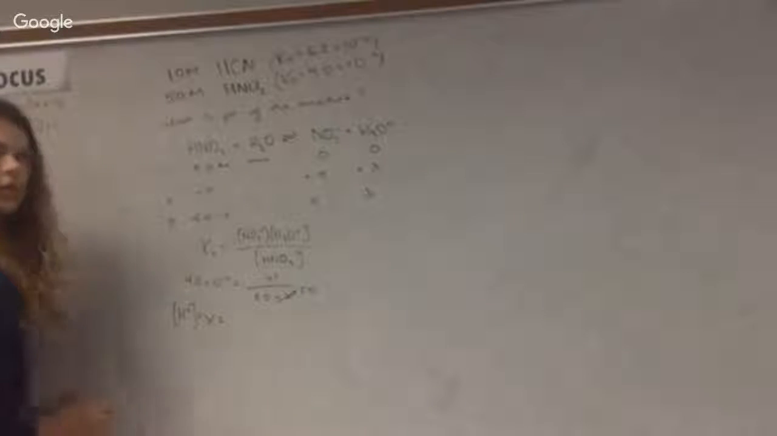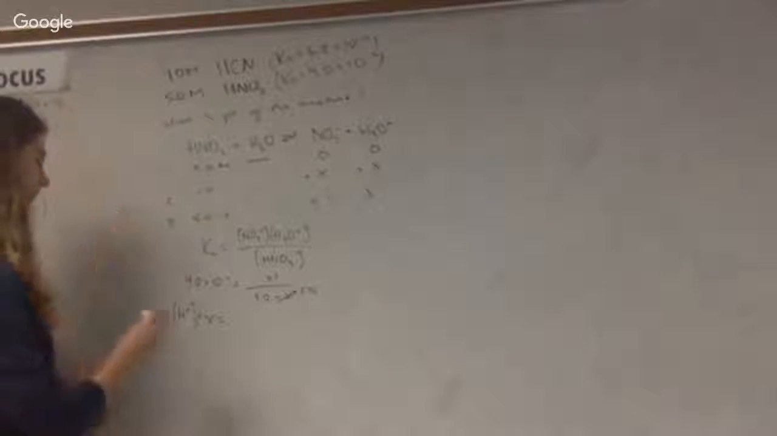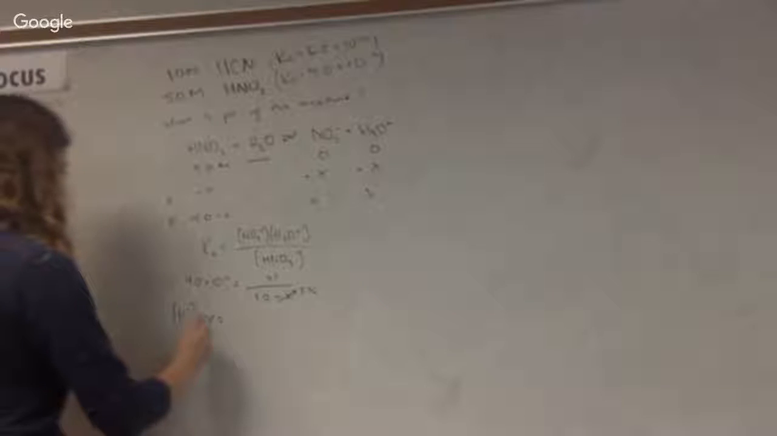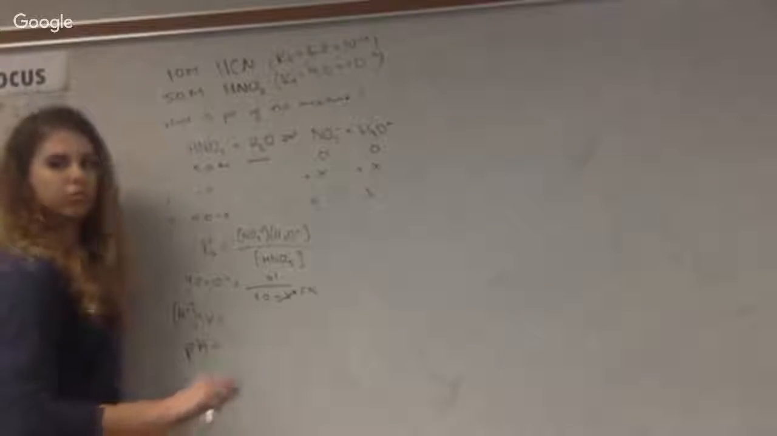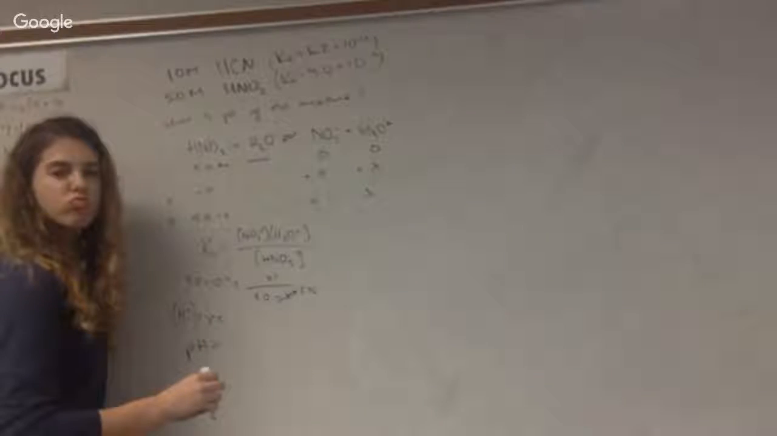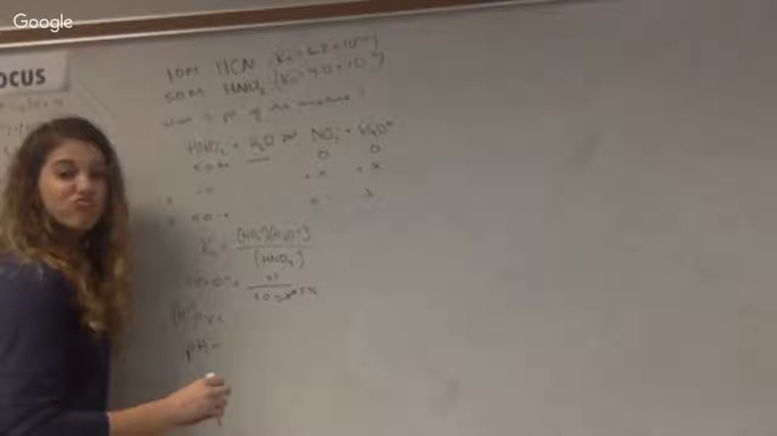All right. So just to make this really clear, anytime they give you a group of weak acids, a mixture, and they ask you for the pH, you're always going to go to the Ka of the acid that has the highest Ka, and you're going to solve for the pH from that alone.